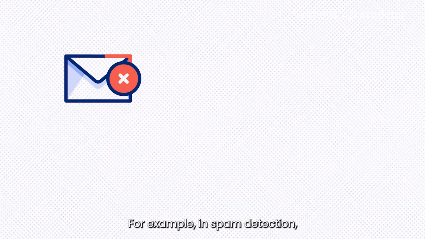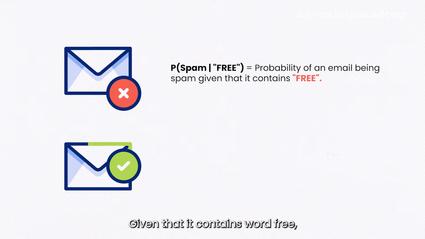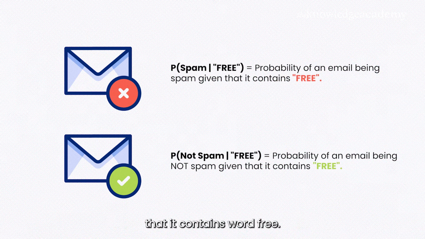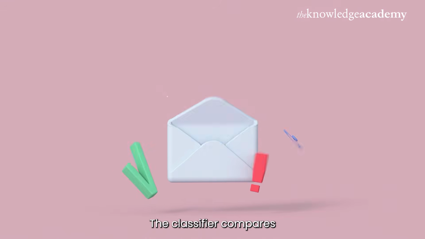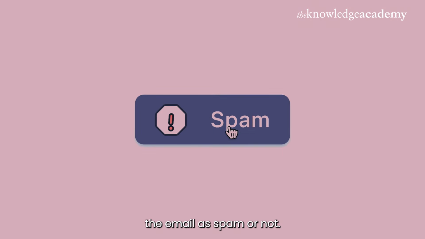For example, in spam detection, P(spam | word "free") is equal to the probability of an email being spam given that it contains the word "free". Then P(not spam | word "free") is equal to the probability of an email being not spam given that it contains the word "free". The classifier compares these probabilities and decides whether to classify the email as spam or not.